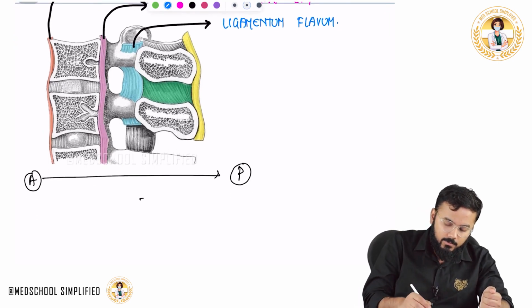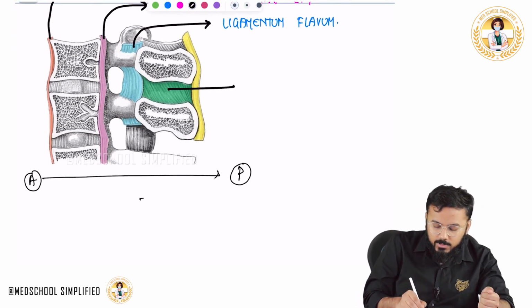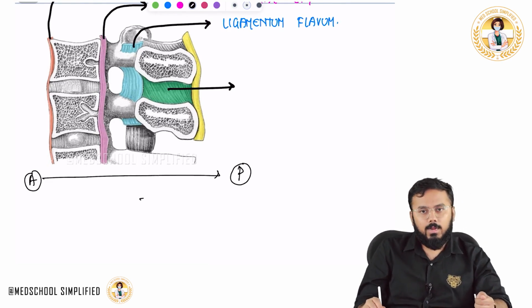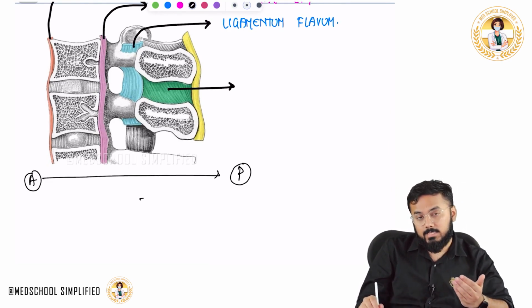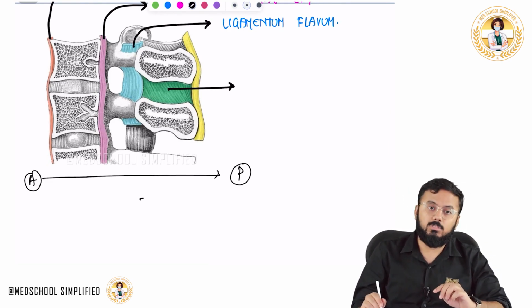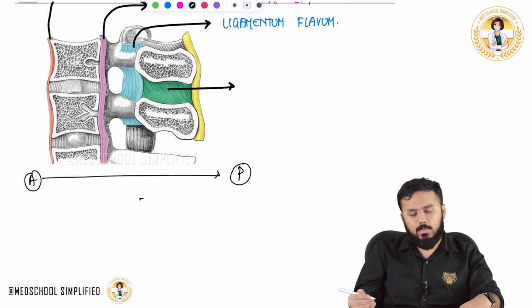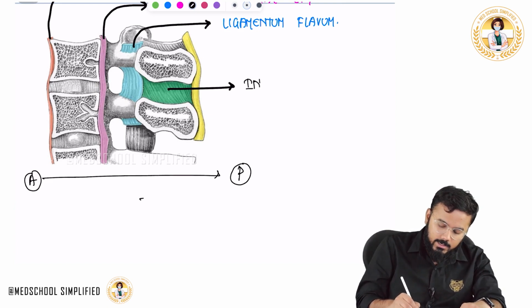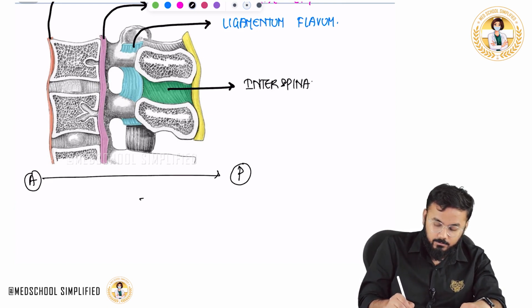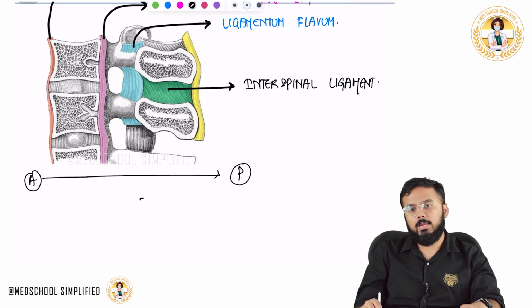After this ligamentum flavum, you see another ligament present here, this green color ligament, right? This green color ligament is present in between the two spinous processes. So this ligament is called the interspinal ligament.